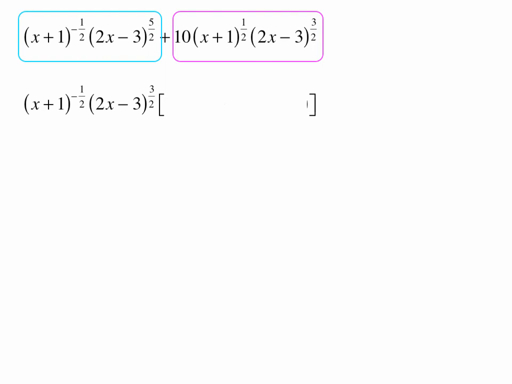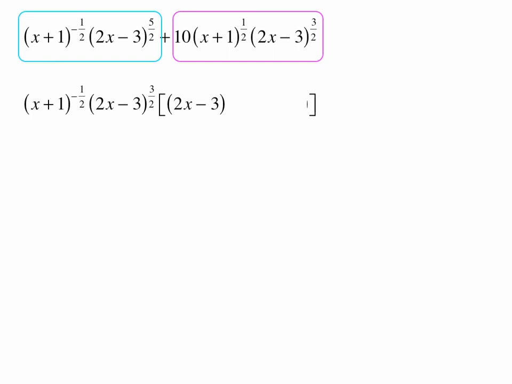So let's take a look at our first group. We factored out the base of x plus 1. So let's look at the base of 2x minus 3. The exponent was 5/2. We're factoring out 3/2. So 5/2 minus 3/2 is going to be 2/2. 2/2 is the same thing as 1. Don't forget the plus. There was a 10 there.